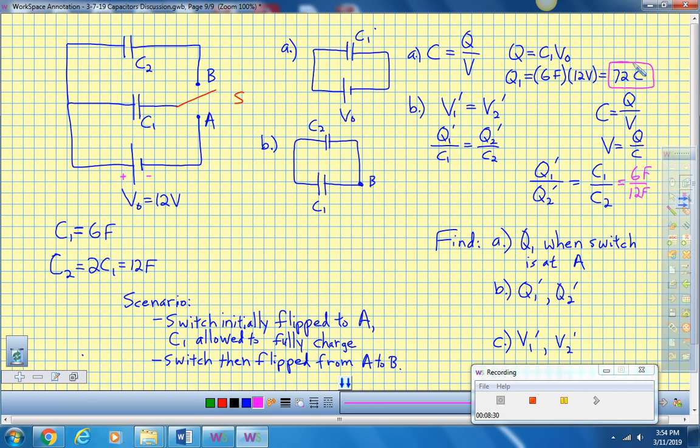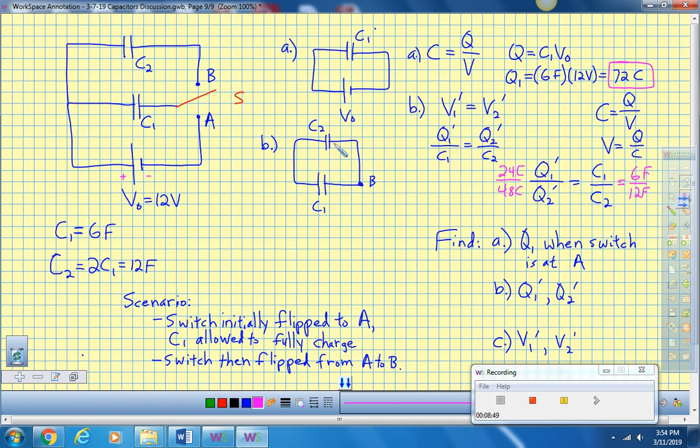I'm just going to take that and cut it into 3 equal pieces, because when I do that, then capacitor C2 gets 2 of those pieces, and capacitor 1 gets 1 of those pieces. So my final charges should be 24 coulombs and 48 coulombs, which maintain that 1 to 2 ratio, and they add up to the total charge that's on that capacitor when C1 is fully charged, and that's the charge that needs to distribute itself between C1 and C2.